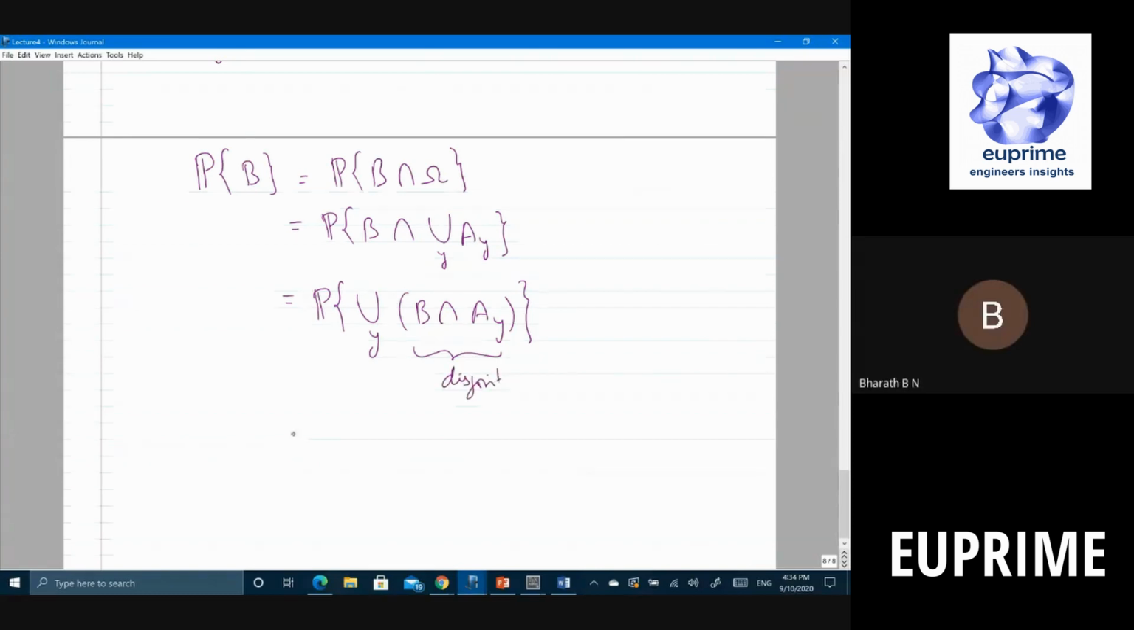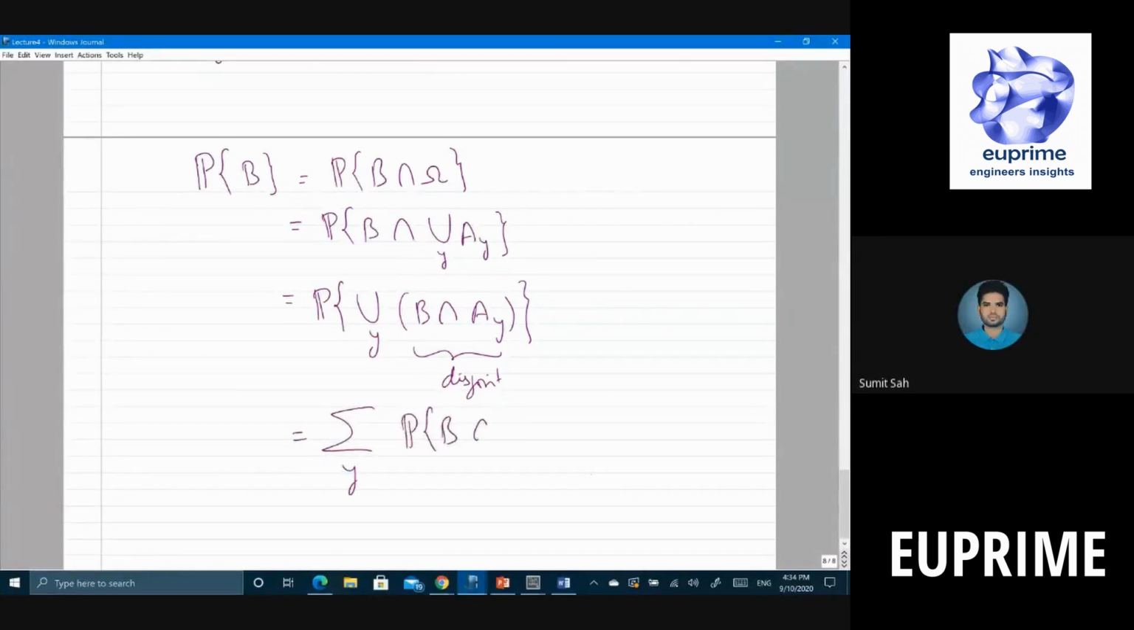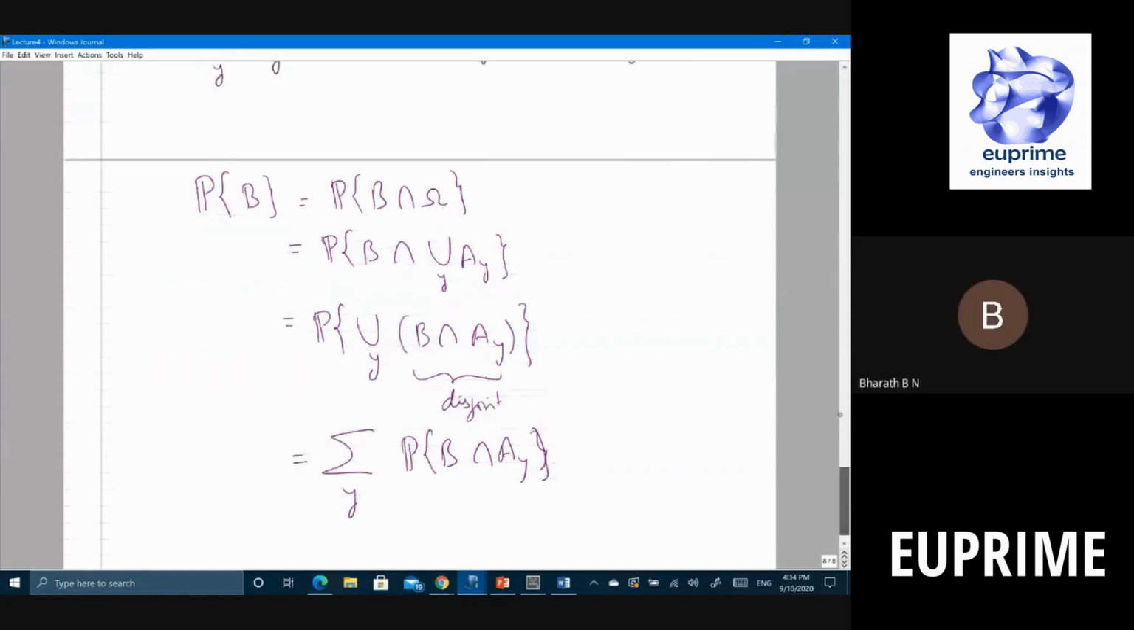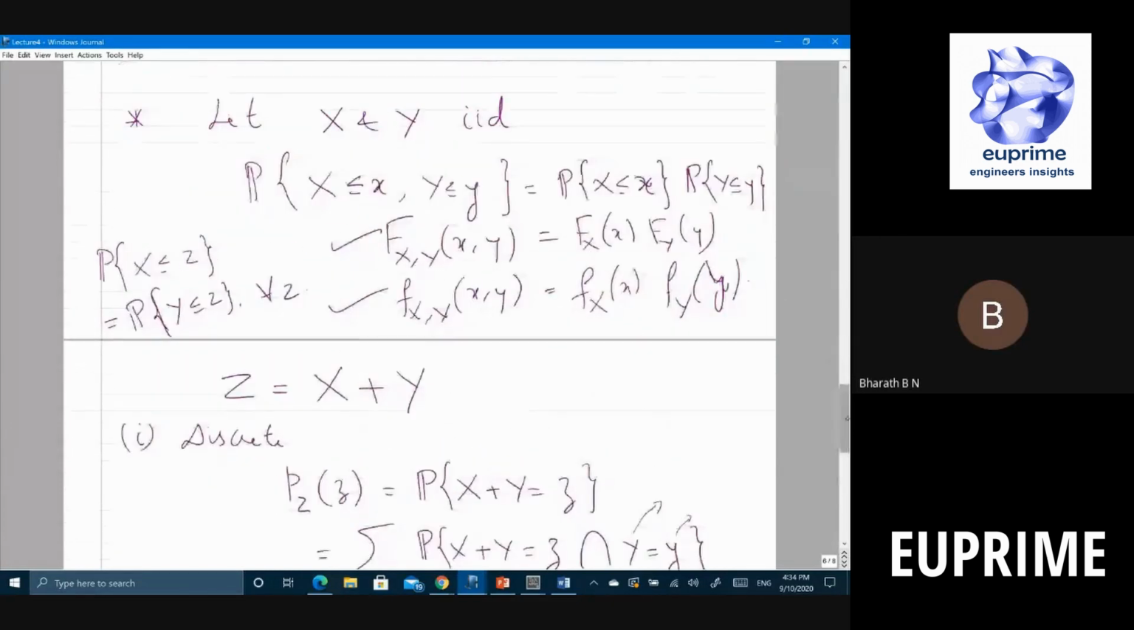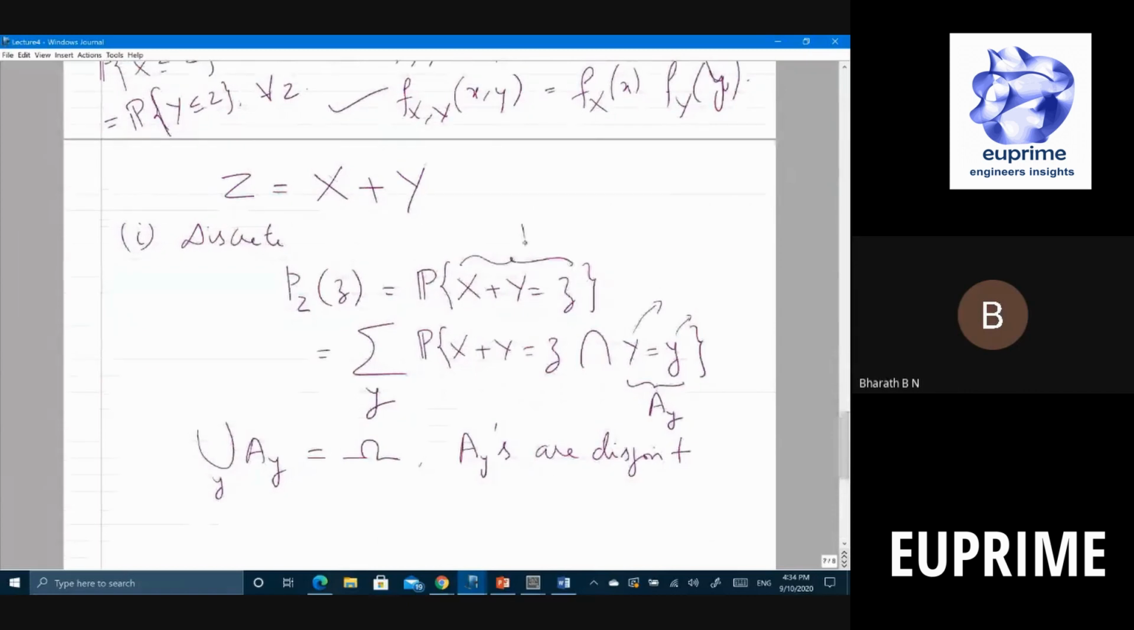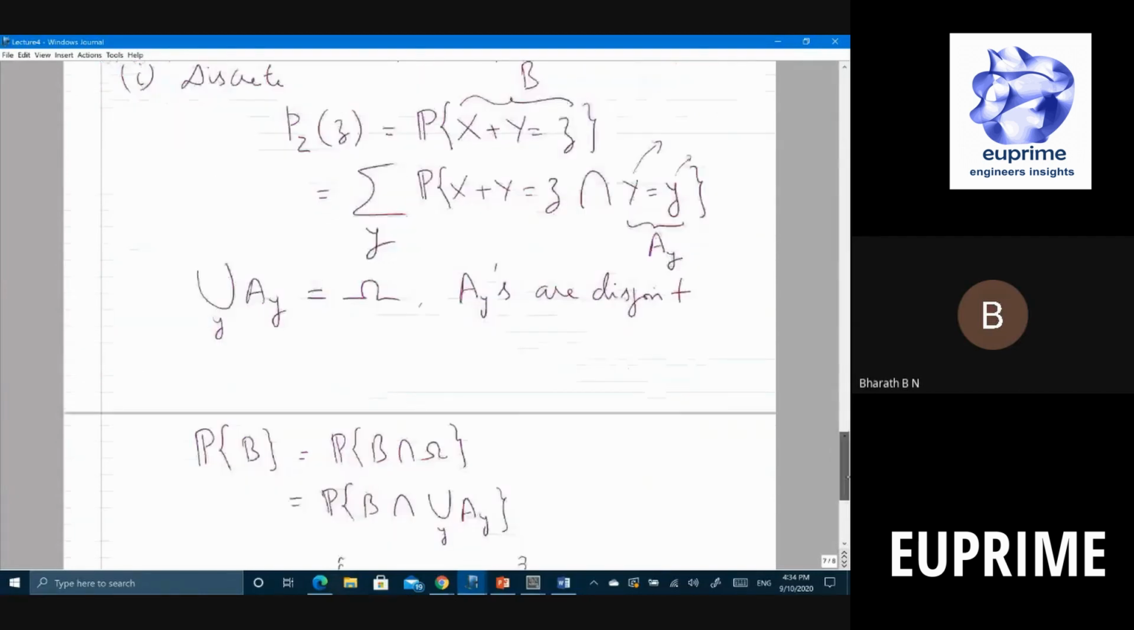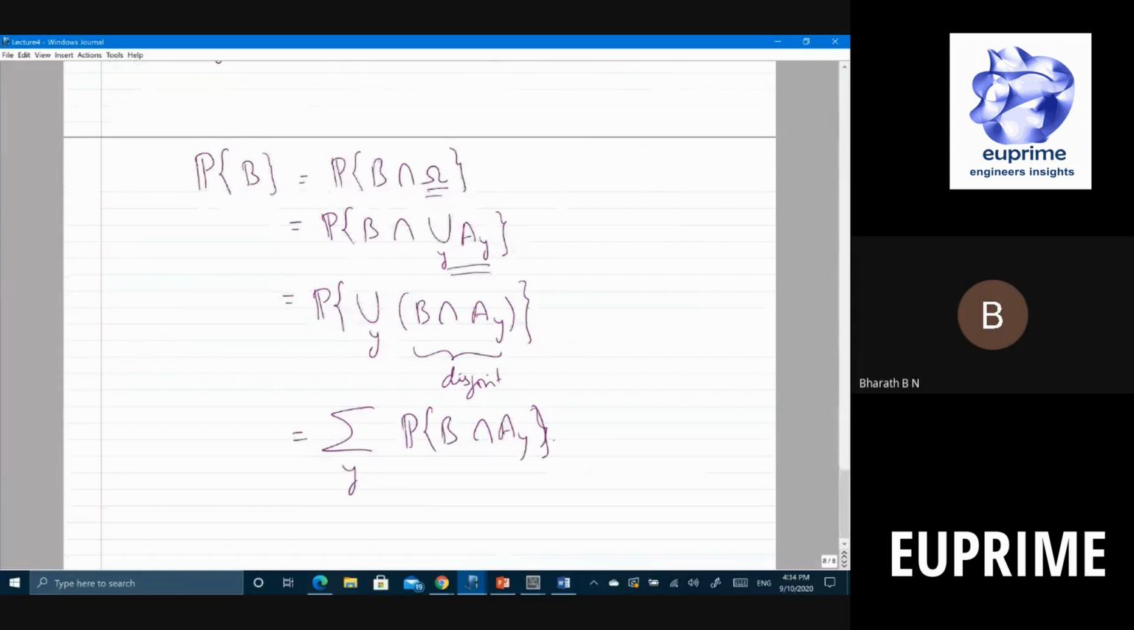So by the axiom, what can you say? The probability will be a sum. That's what I have written here. Think of this event as B, this event as AI, and the union of AI is omega. So the probability of B intersection union of AI is what I have written here. And then De Morgan gives me this. Is this fine?